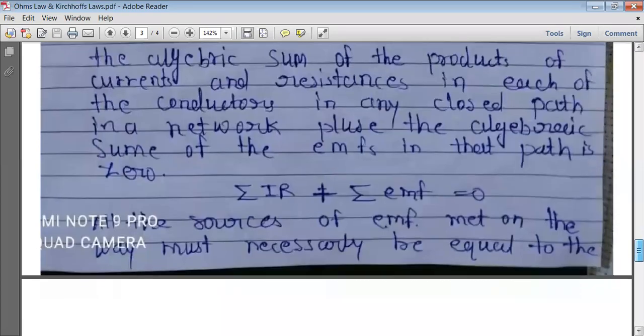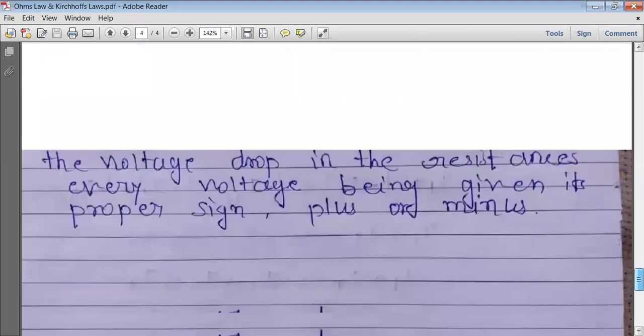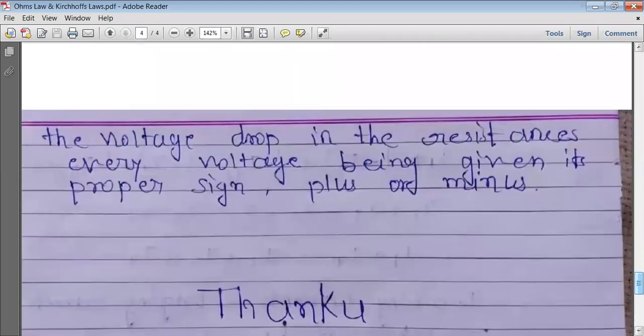All the sources of EMF met on the way must be equal to the voltage drop in the resistances, every voltage being given its proper sign, plus or minus.